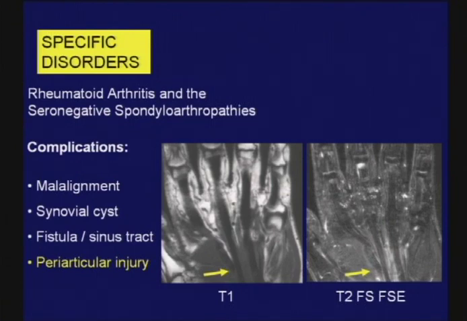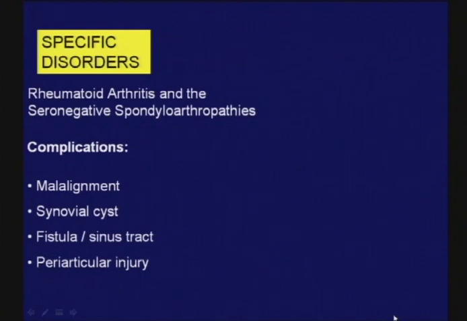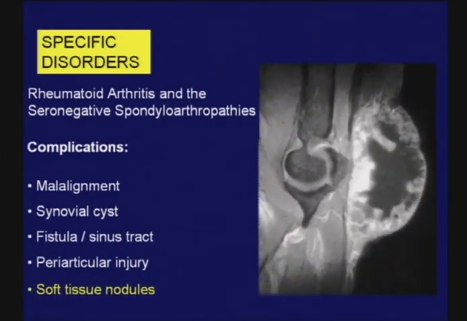Well, here's an example that I show you of a patient with rheumatoid arthritis with extensive wrist involvement who went on to develop a complete tear of one of the flexor tendons. So periarticular injury may occur. Soft tissue nodules are a well-known feature of rheumatoid arthritis. There's not a lot written about their appearance with MR imaging.